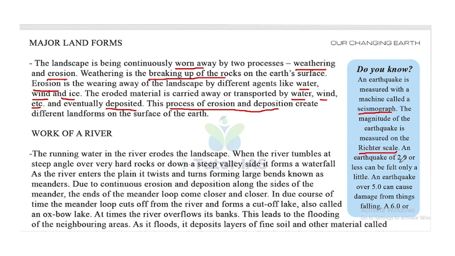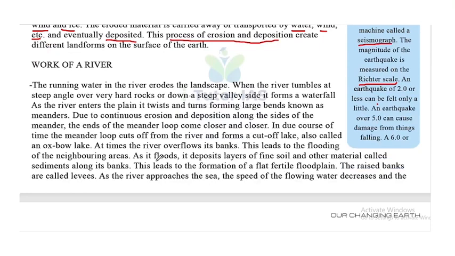An earthquake of 2.0 or less can be felt only a little, so it's not that big. But an earthquake of 5.0 or more can cause damage from things falling. Okay, so that's all.